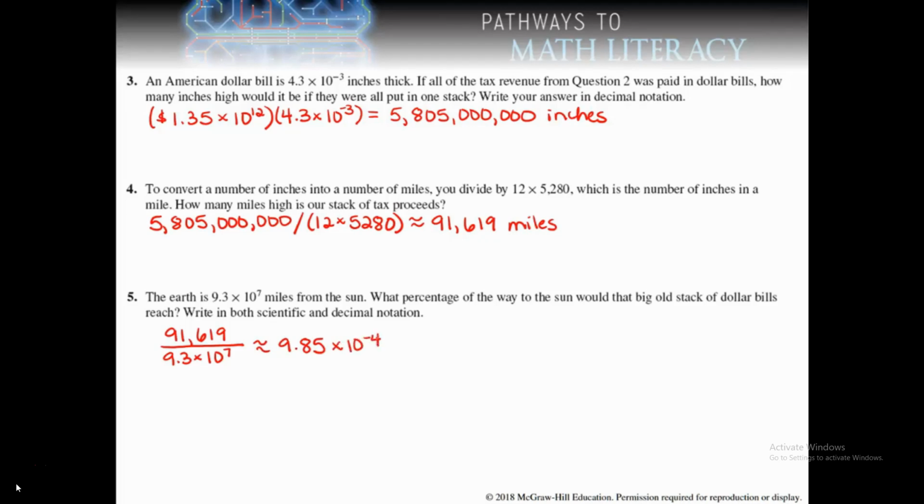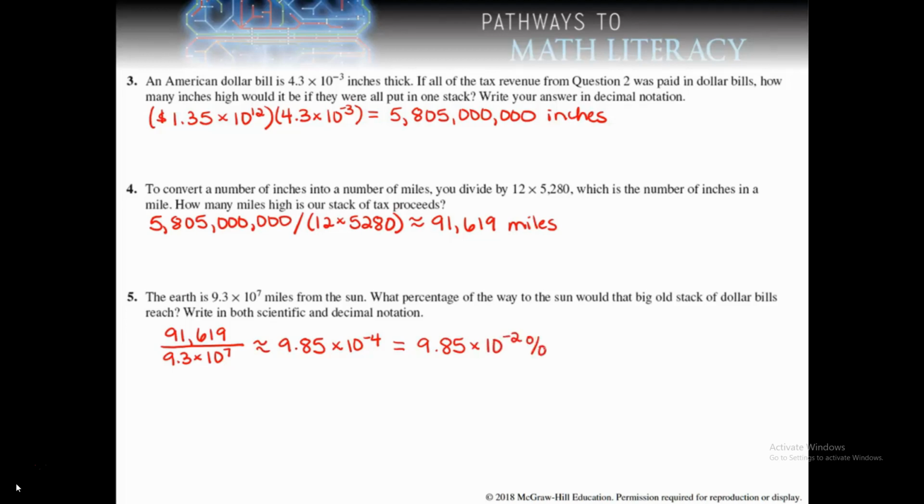That's not the percentage though. You still need to move the decimal point two places to the right to get the percentage. What does that mean when we have numbers in scientific notation? Well, if I move the decimal point two places to the right, then that means I'm making that number larger. That means I would have less of a negative exponent. So changing that to a percentage, I would have 9.85 times 10 to the negative second percent.